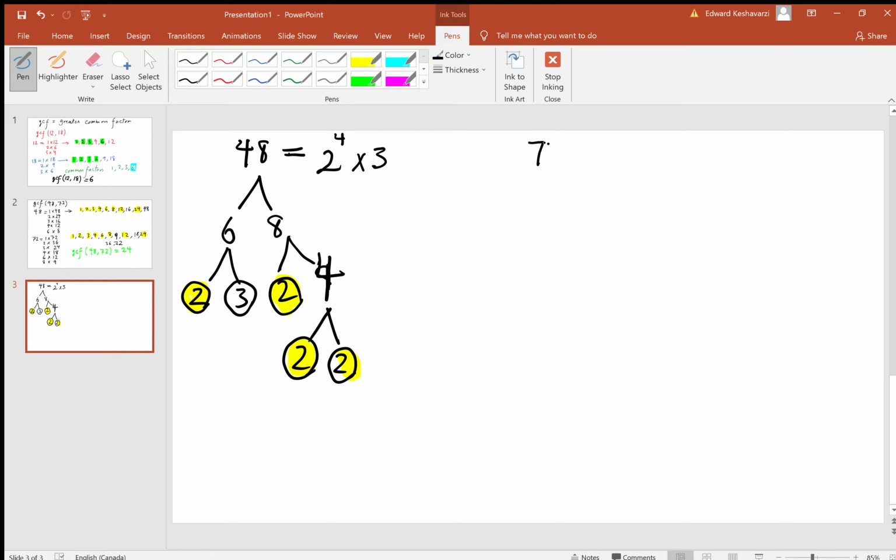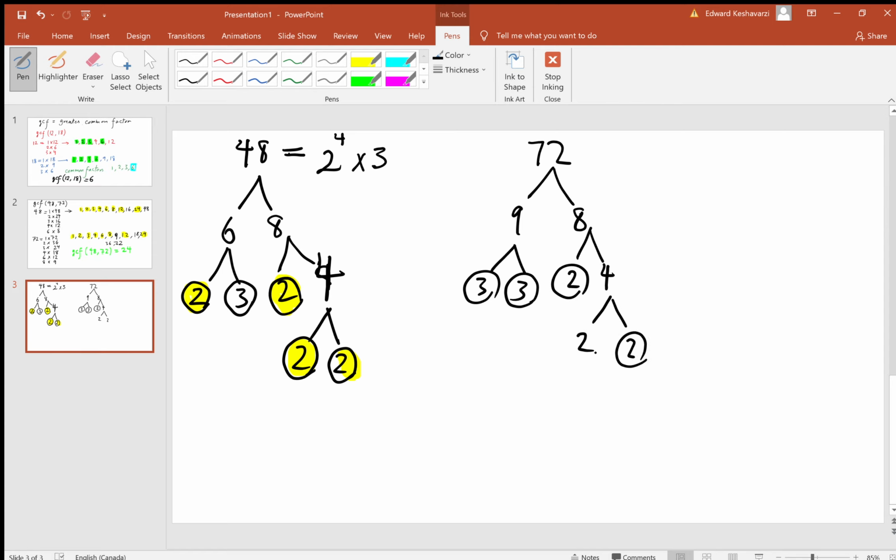72, 9 times 8, 3 times 3, 2 times 4, 2 times 2. 72, therefore, can be written as 2 to the power of 3 times 3 to the power of 2.